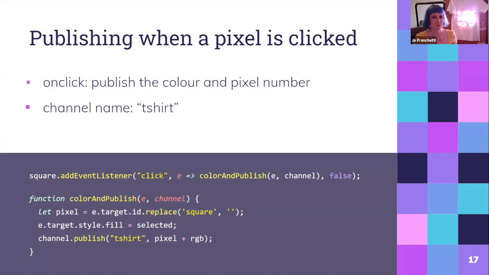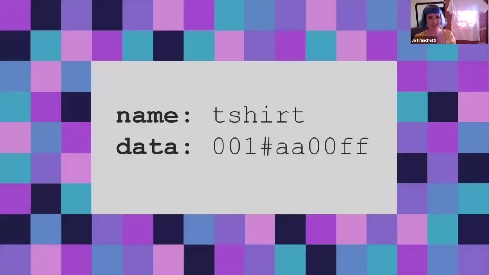So now that we've established a connection to our channel, we need to publish a message to that channel when a click event happens on a square. So here I'm adding an event listener for a click on each square in that array. And when clicked, it's going to get the number of the square, which I've set as an ID. It's going to fill the color of the square with the selected color. And then it's going to do this channel.publish with the pixel value and the RGB value to send the pixel and color out to the t-shirt.